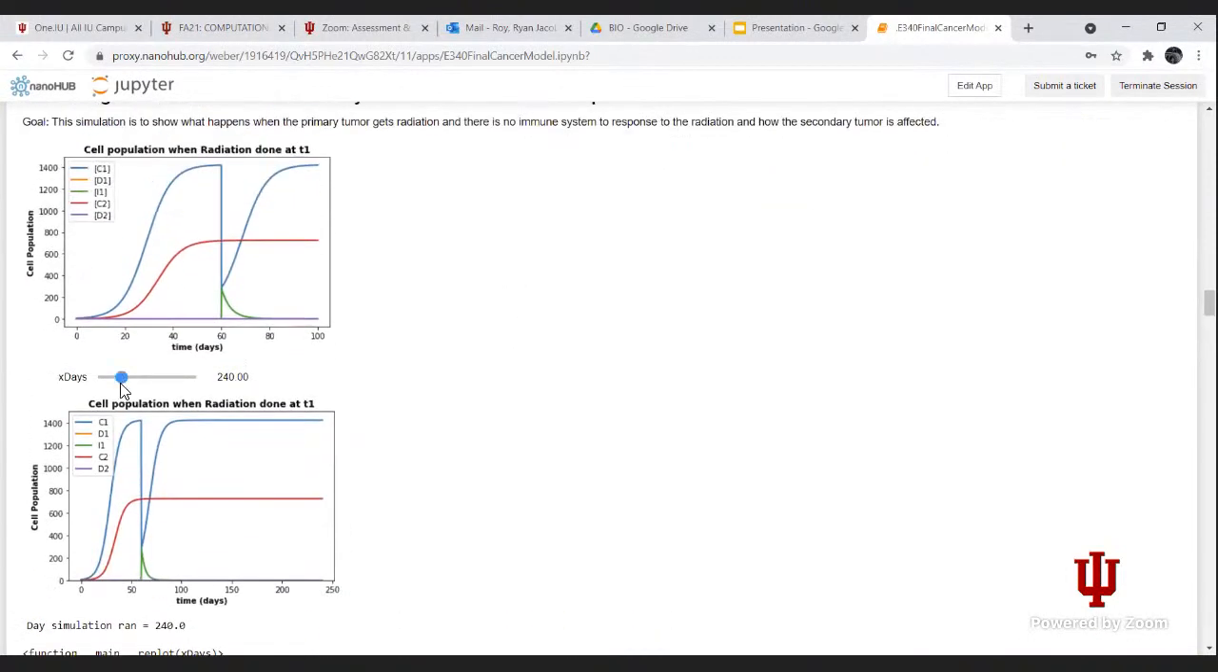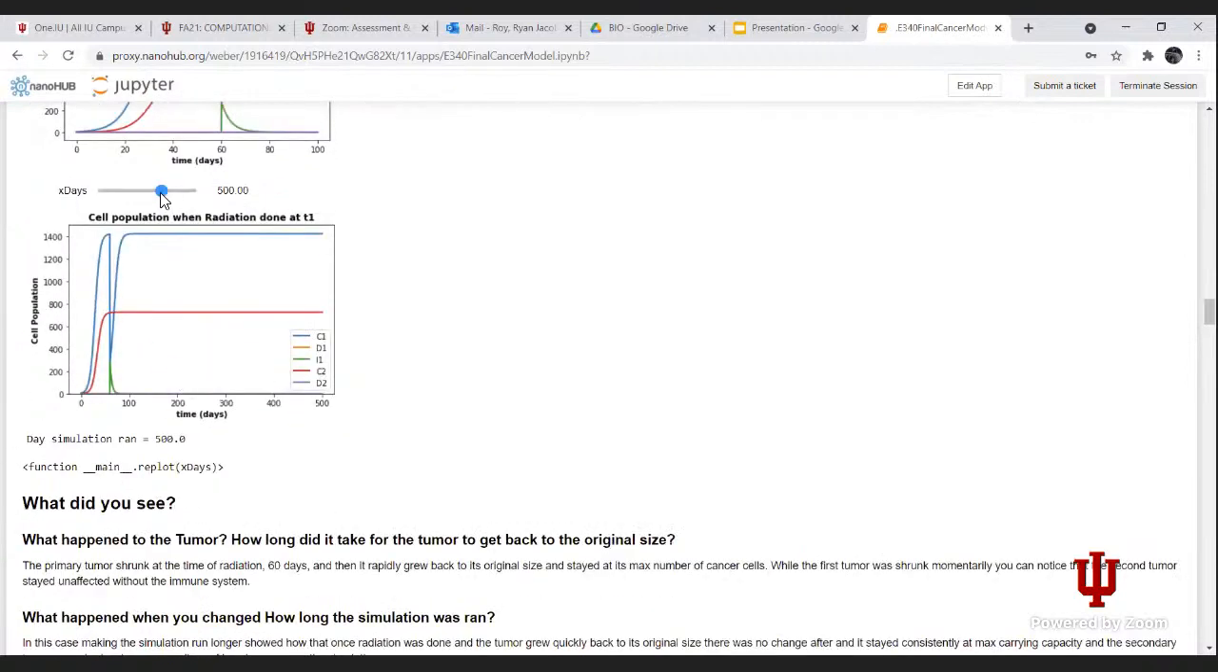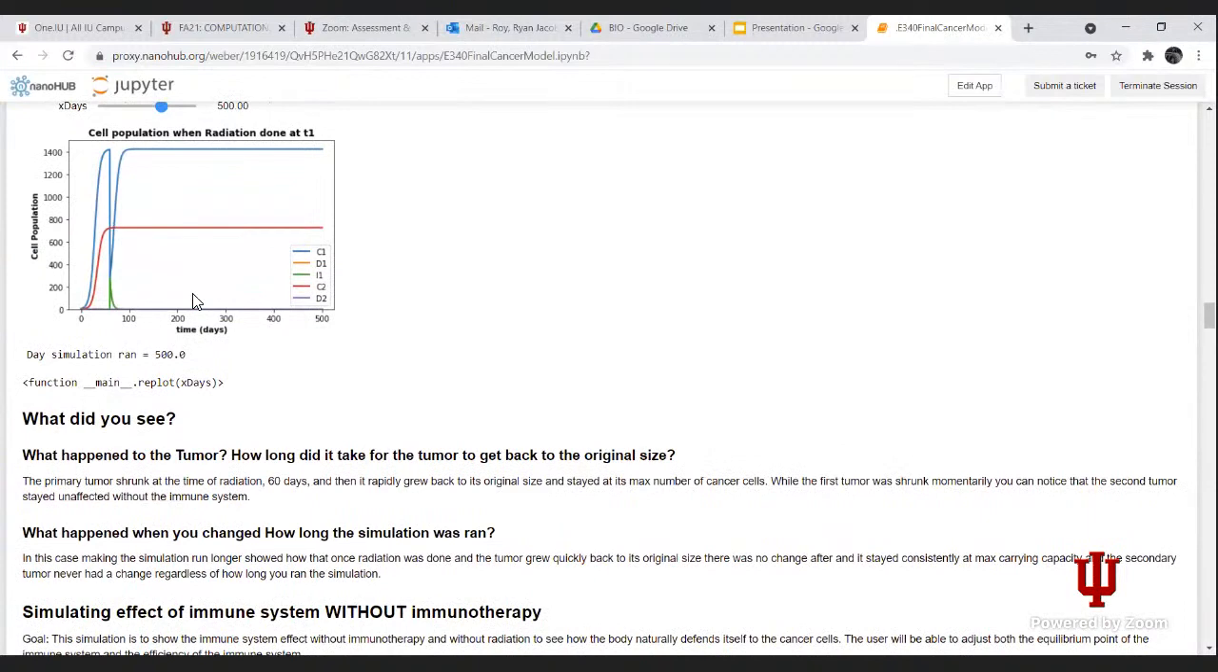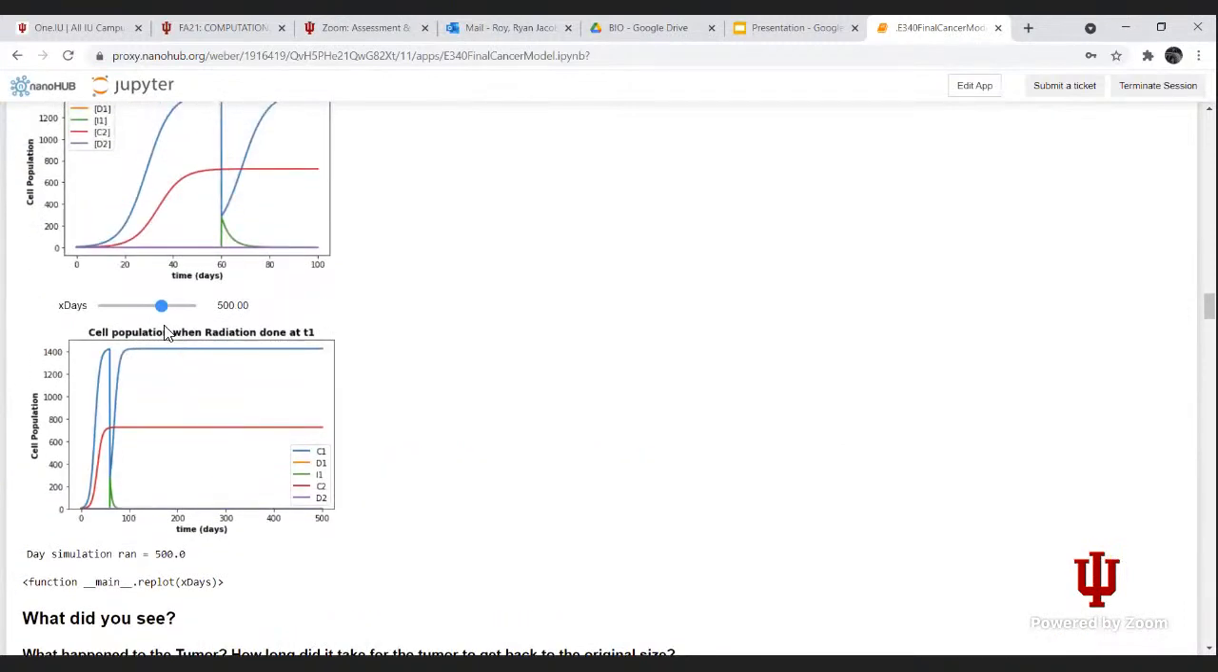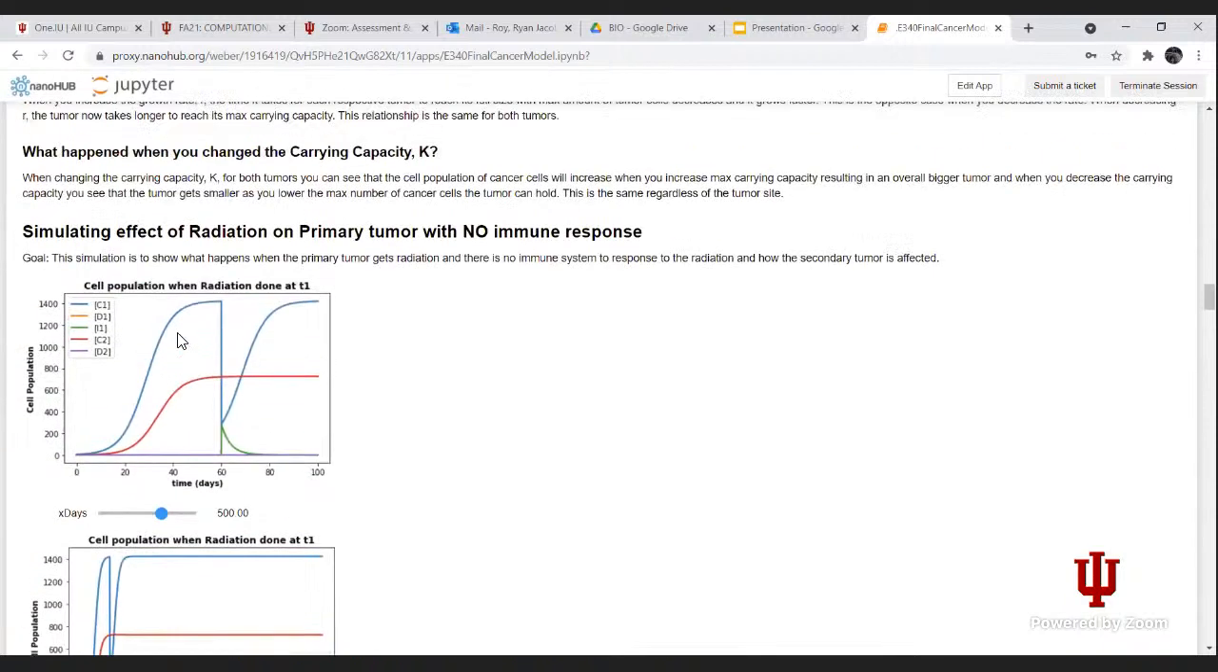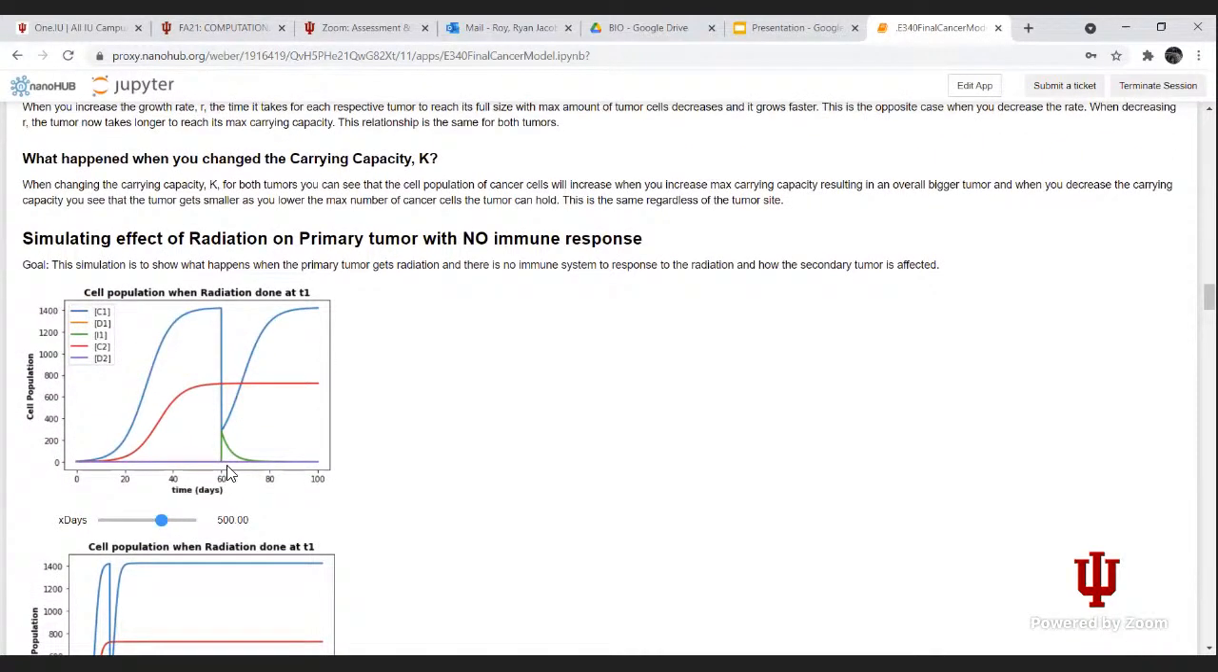So again, here the only thing that they are basically letting us do is zoom in and zoom out and talk about the effect over a long period of time. So one thing I would like to highlight here is they have beautifully captured how radiation is leading to that sudden decline in the number of C1 cells.